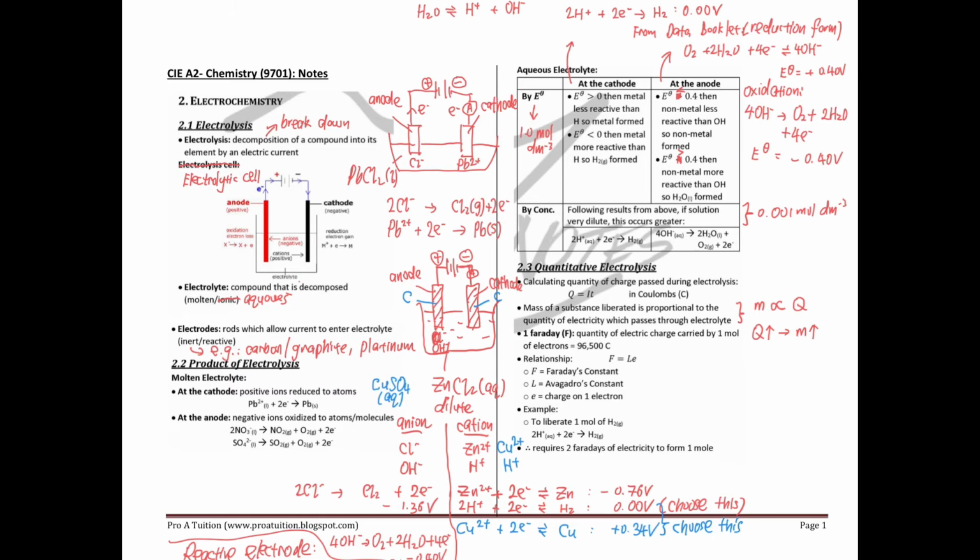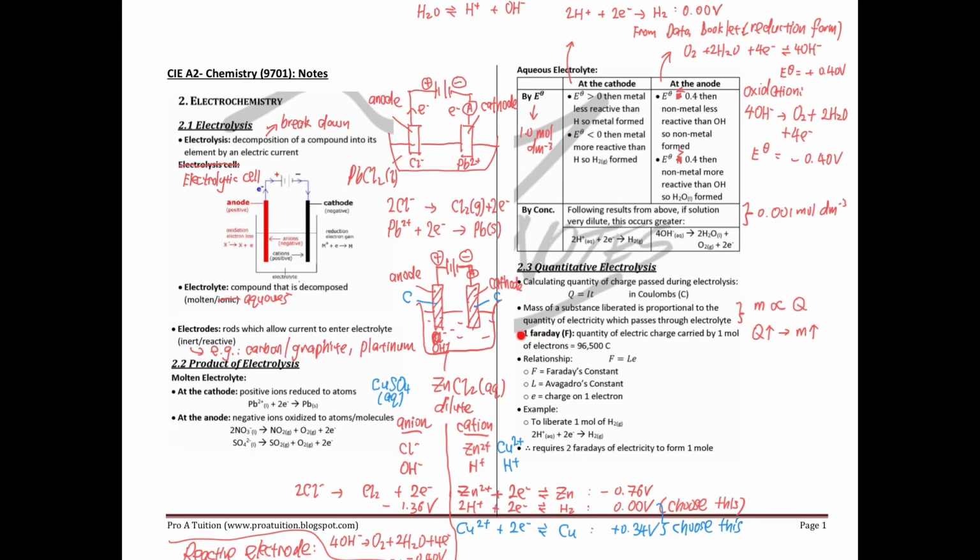Imagine if you use a battery of high voltage, a lot of electrons flowing through. Of course, you should expect more products formed. If you use a very low power, very low voltage battery, of course in that case, less product. So this should be reasonable. Let's move on with the next point.